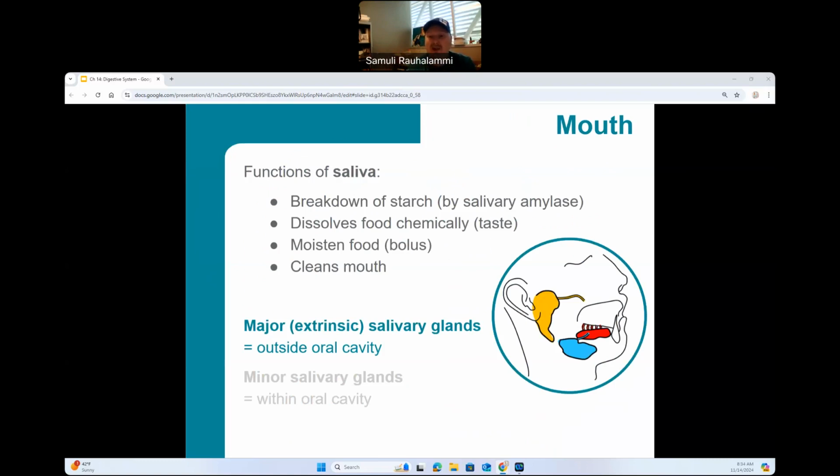It also forms this moist bolus that we talked about, the mixture of mechanically broken down food and saliva. So that's essential to form this kind of moist, round blob that's then easier to swallow. And finally, saliva also plays an important role in cleaning our mouth.